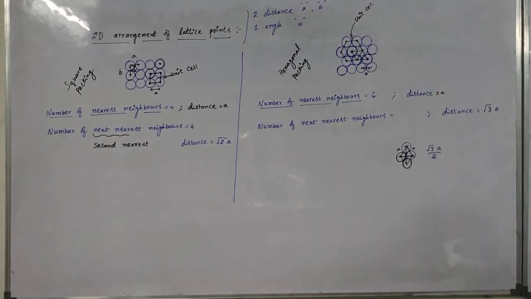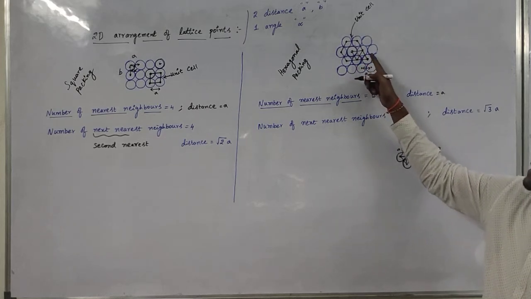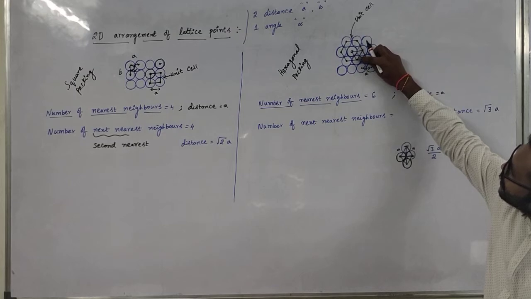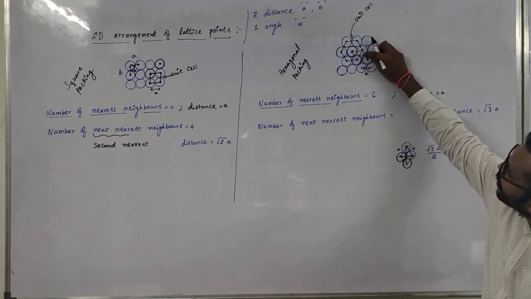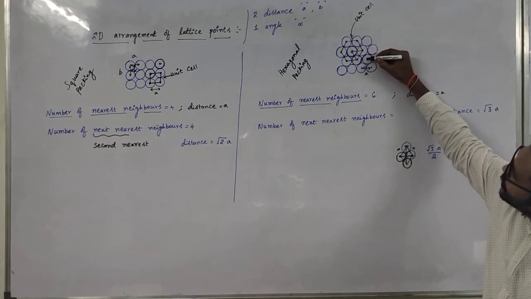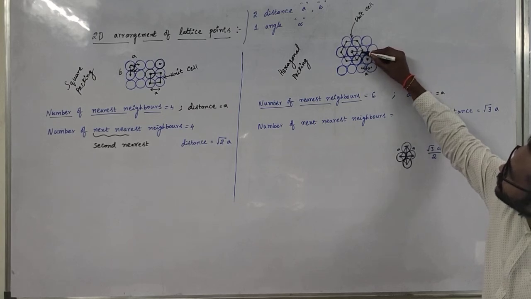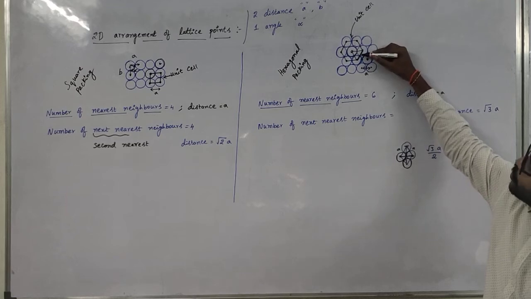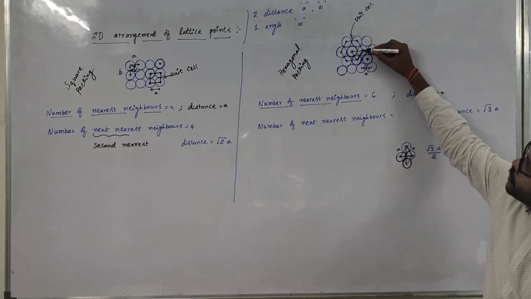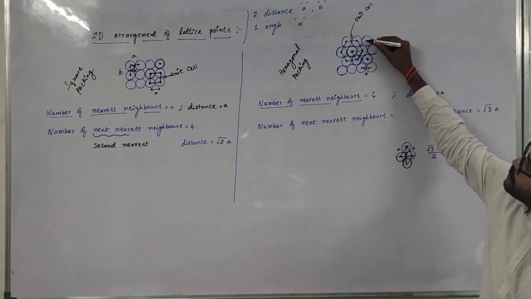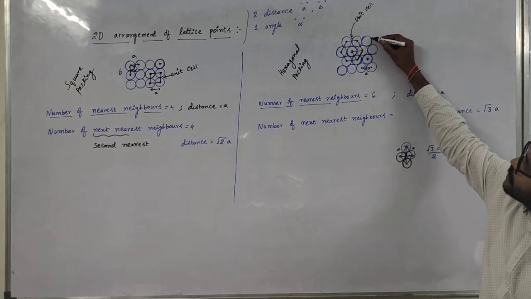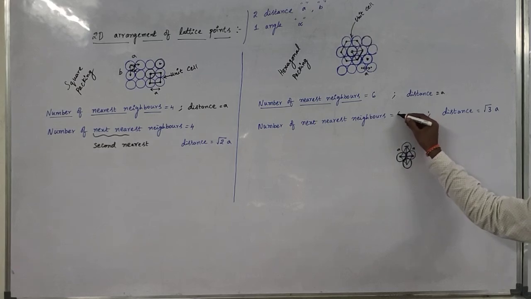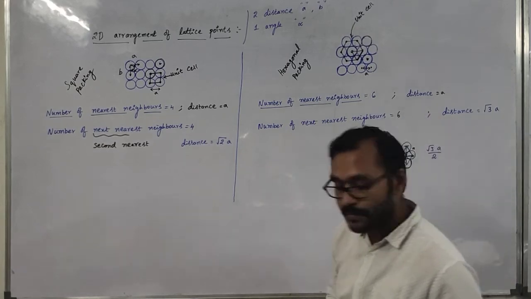Now, how many such second nearest neighbors do I have? 3. Can I say this is on the back side of this side? This is a side of this hexagon. Yes. So for every side you have one such sphere. Correct? So how many sides are there? 6. So the number of second nearest neighbors is 6.